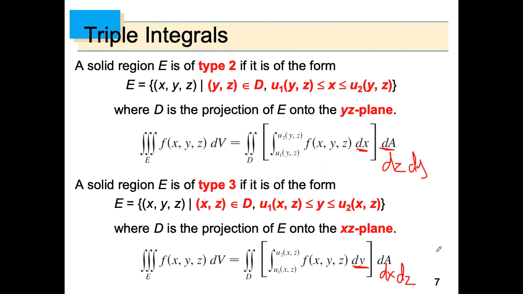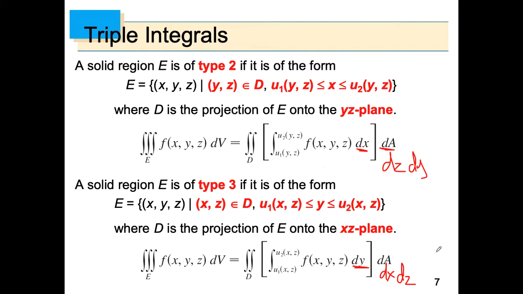But once again, as a recap, if you're integrating with respect to z first, that's type 1. If you're integrating with respect to x, that's known as type 2. If you're integrating with respect to y first, that's known as type 3. And you'll get better and better at these as you progress.